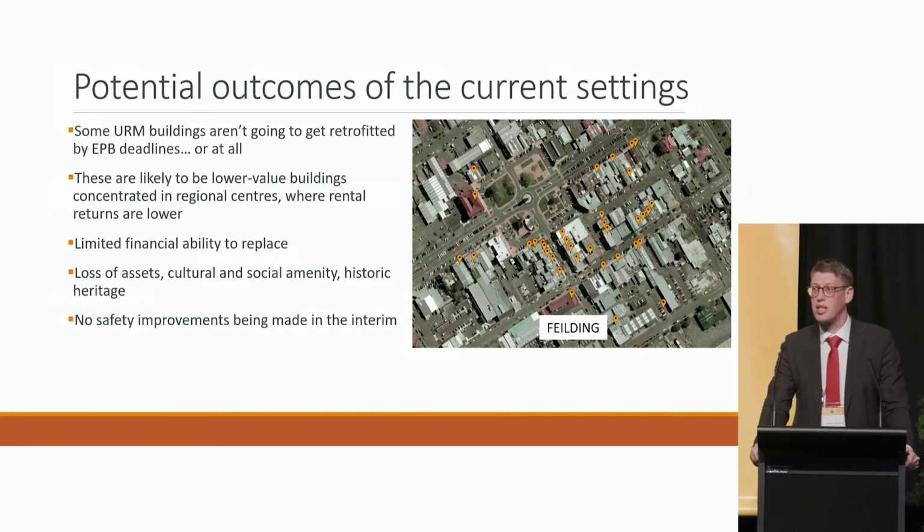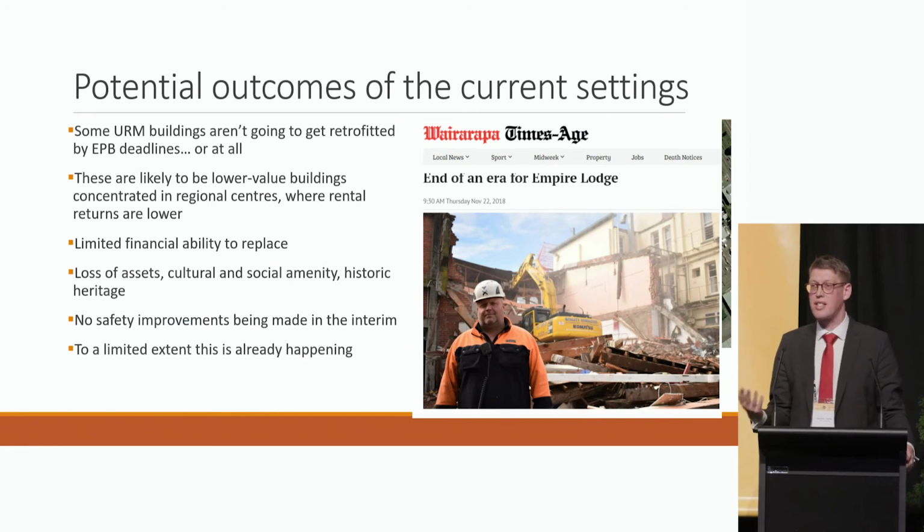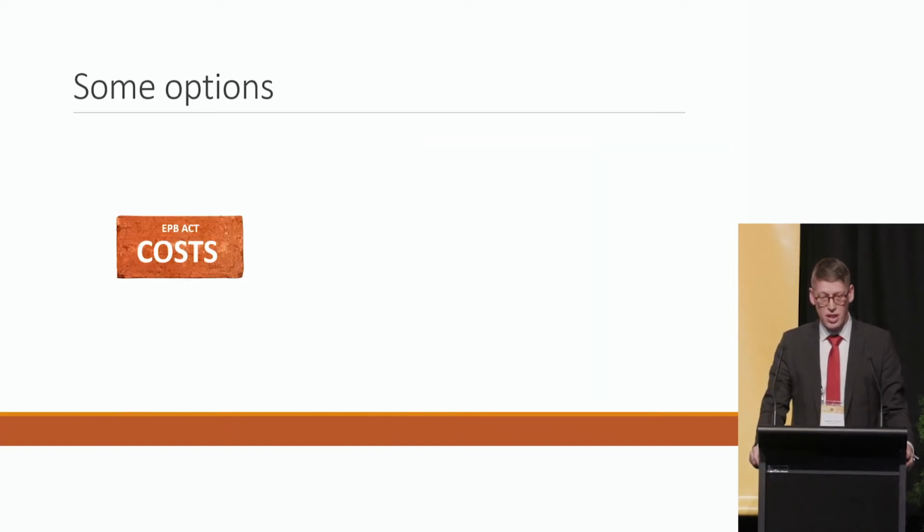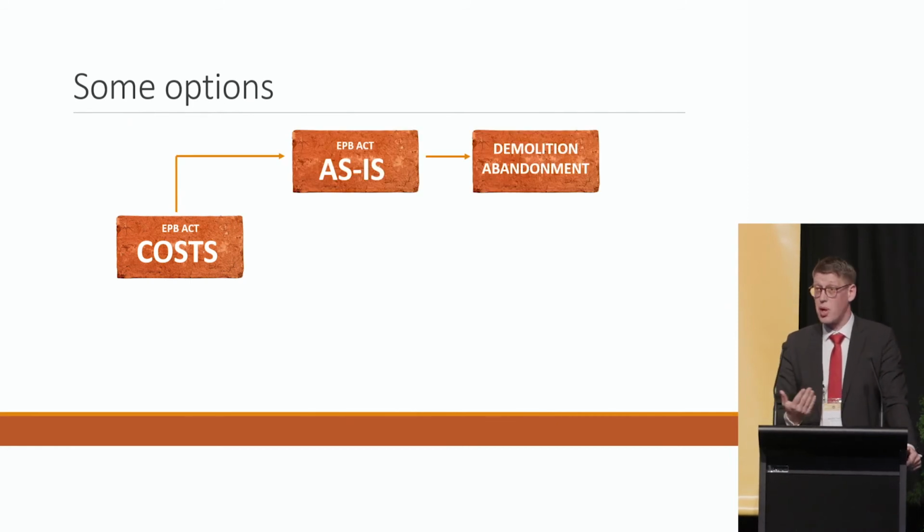I think another important consideration is that if the cost of embarking on the strengthening process is too high, we don't actually see safety improvements being made in the interim. So while those earthquake-prone building deadlines are running, those structures in those towns are not getting safer. And to some extent, we can see this happening in places, for example, in Masterton, in the Wairarapa, where the Empire Hotel demolition has led to an increase in homelessness because this was the transitional housing for that community.